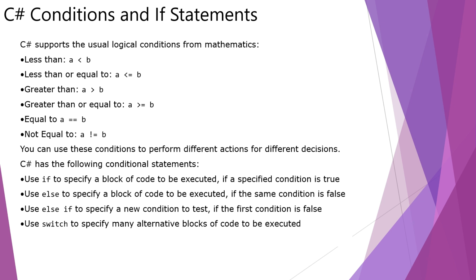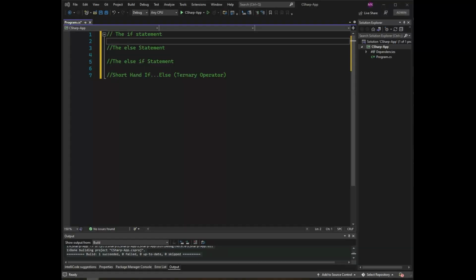C# has the following conditional statements. Use if to specify a block of code to be executed if a specified condition is true. Use else to specify a block of code to be executed if the same condition is false. Use else if to specify a new condition to test if the first condition is false. Use switch to specify many alternative blocks of code to be executed.